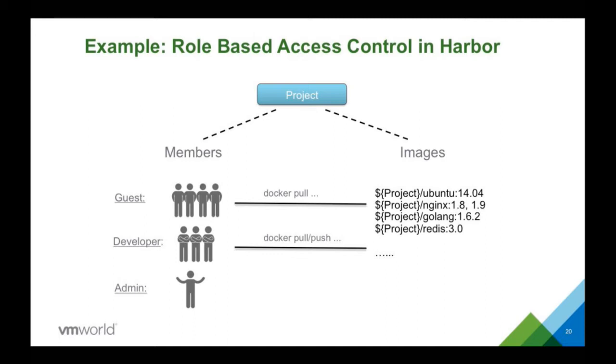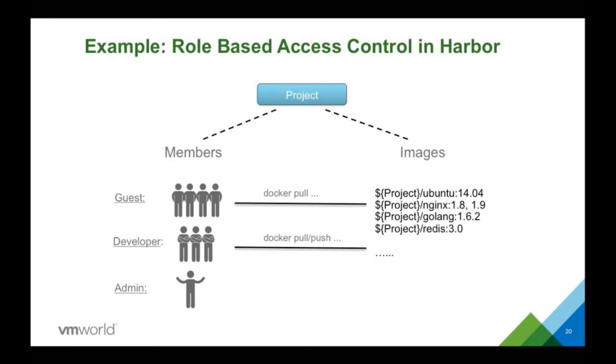Members can have different roles, right? A guest role means read-only access: they can only pull, and they cannot push to the registry repo. Then there is the developer role, which means they can pull or push. And then the admin is the project admin. In addition to the developer's role, they can manage users, right? Add people into the project and remove people so that they can control who can have access.